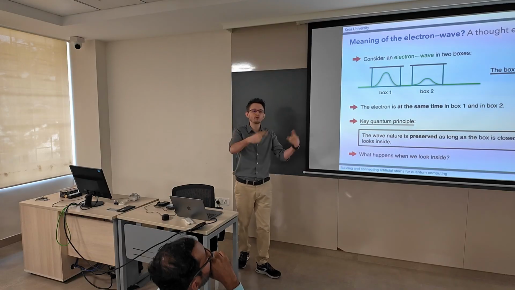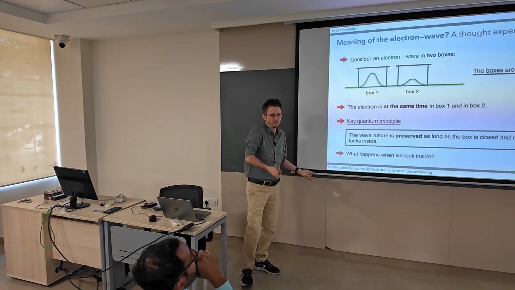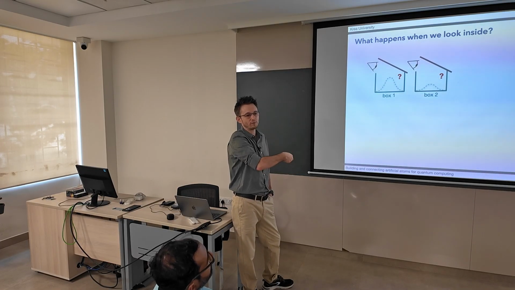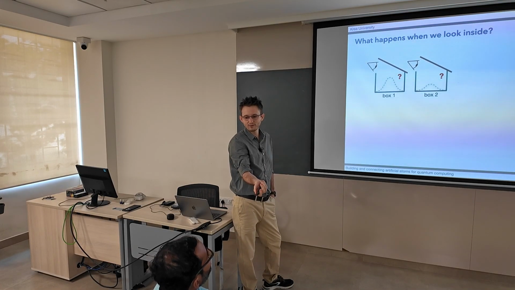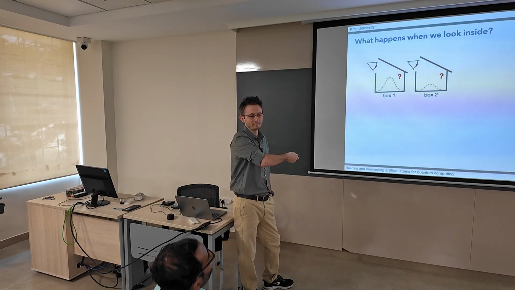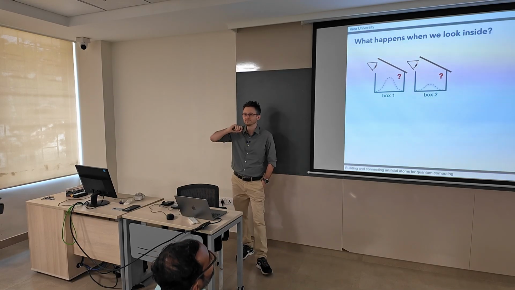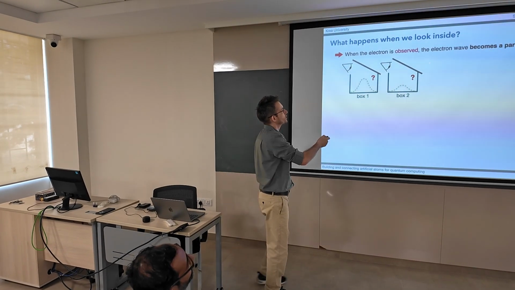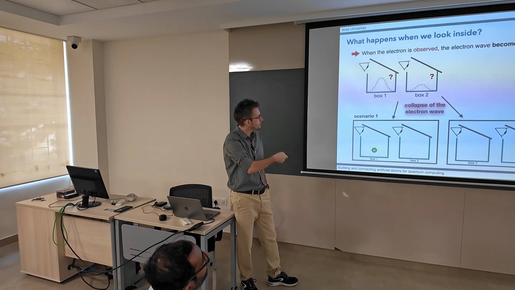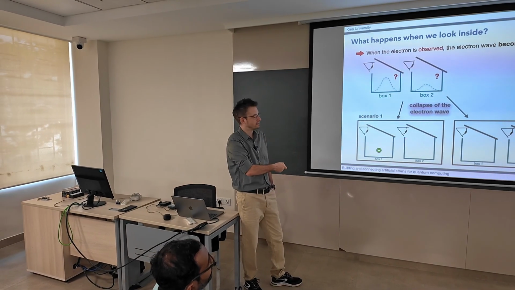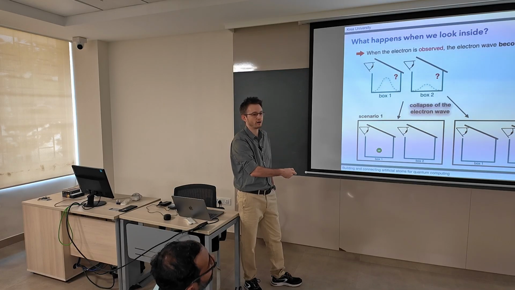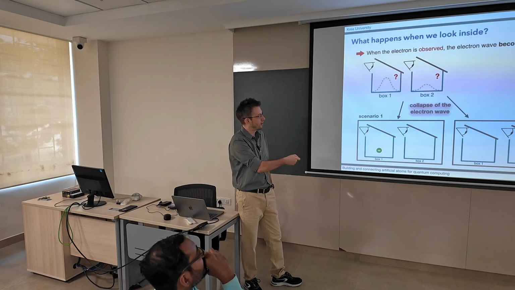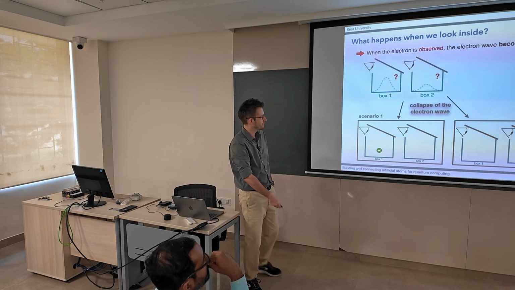But what happens if we look inside? The whole interesting part is when we look inside, right? So let's look inside the box. What happens if we look inside the box? Any non-physicist? No? So if we look inside the box, when the electron is observed, the electron becomes a particle. It's going to materialize either in the first box or in the second box. Okay, there are two possible scenarios. Either the first scenario, the electron appears in box 1, or the electron appears in box 2.